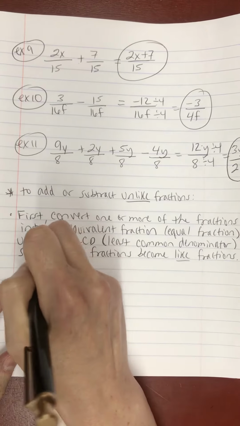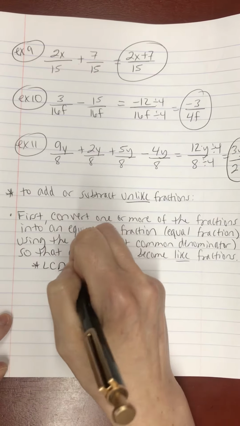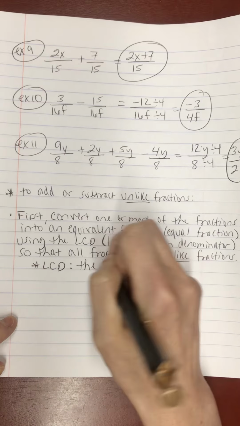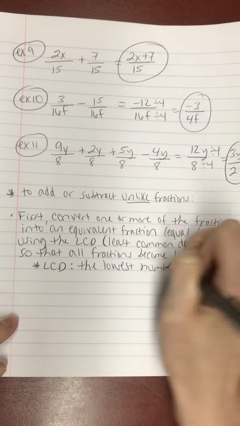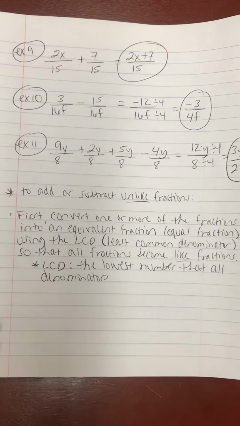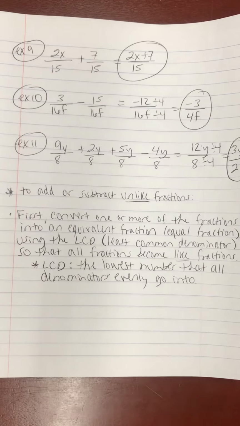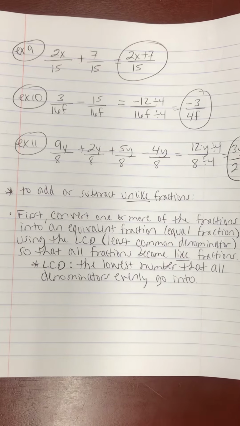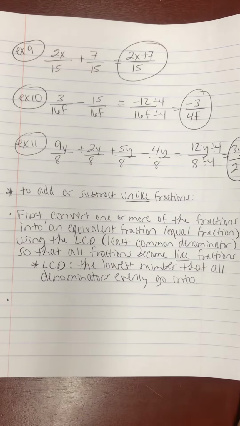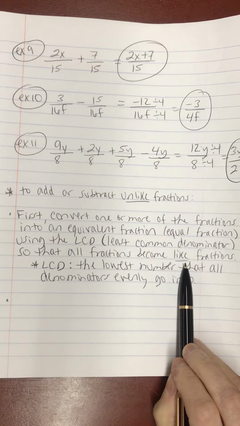But let's actually write down underneath all of this. You guys know what LCD stands for. It stands for least common denominator, but let's actually write out what the LCD means. It means the lowest number that all denominators evenly go into. Okay, so the LCD is the lowest number that all denominators evenly go into. Okay, so that's the first step. We just wrote down first, you have to convert so that all fractions turn into like fractions. That's the goal. And there's only one more step, and the second step is very easy.